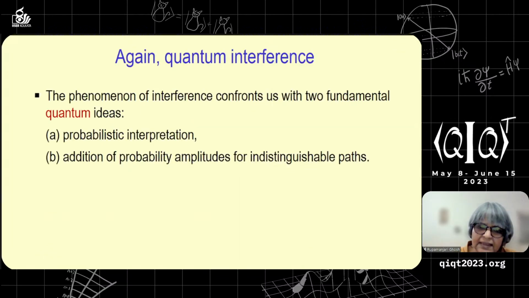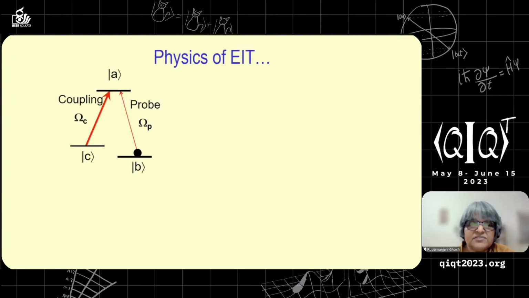So, again, I'll not give you the full details, but the phenomenon is really, again, quantum interference. And in quantum interference, you have two fundamental quantum ideas. One is the probabilistic interpretation, and second is the addition of probability amplitudes for indistinguishable paths. Both these fundamentally quantum ideas show up in interference. And in the physics of EIT, one way of understanding it is as an interference phenomenon.